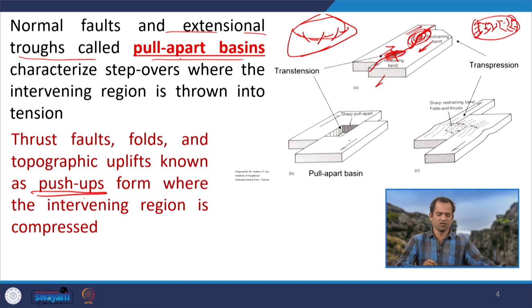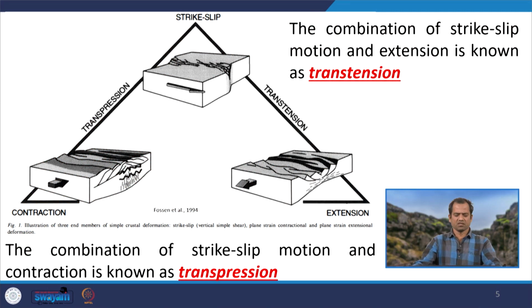For example, here we are separating these two blocks from each other through this transform fault, and we are creating a gap here, that is the pull apart basin, and here we are compressing the system, and finally we are creating a ridge, that is the push-up. So, the push-ups and pull-aparts represent the compressional tectonic regime and extensional tectonic regime respectively. Now, to explain it, we have three end members of the fault. One is pure strike slip, another is pure normal, that is extension, and the third is pure reverse, that is contraction.